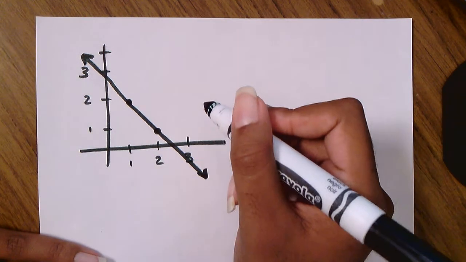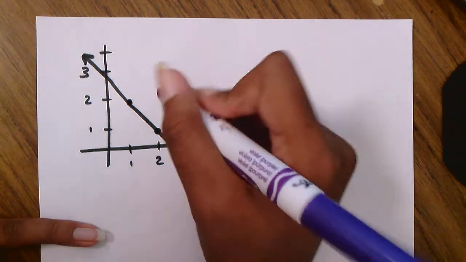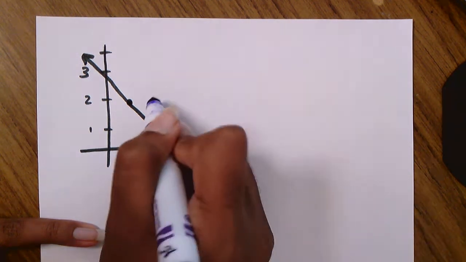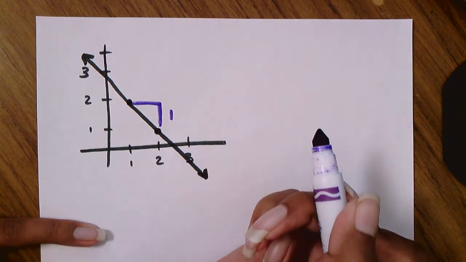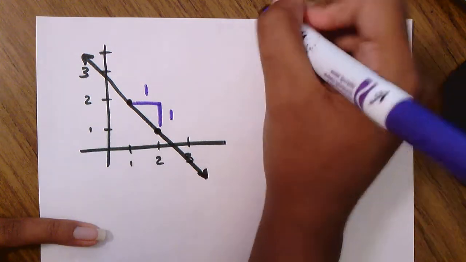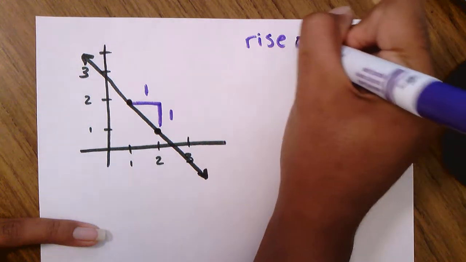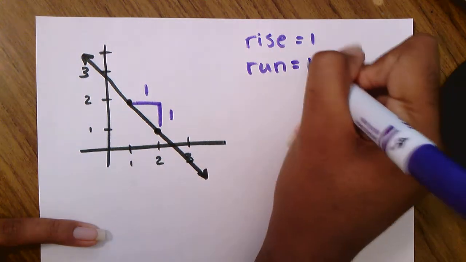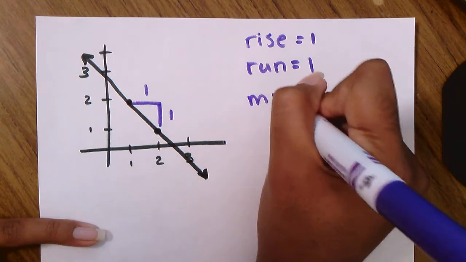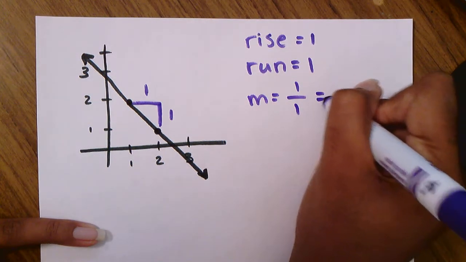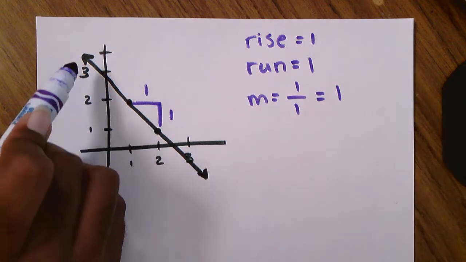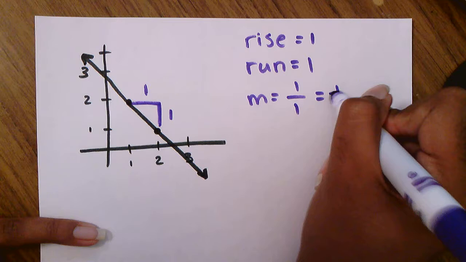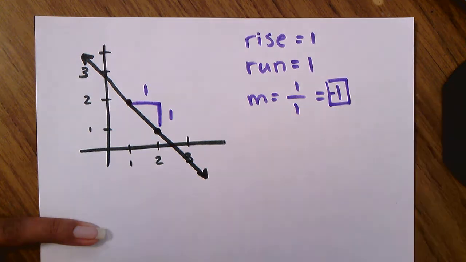Well, I can just do rise over run for this. So between these 2 points, I'm going up how many? Well, I went up 1. And my run, my horizontal distance, would be 1, right? So my rise, my vertical distance, was 1. And my run would also be 1. So my slope m would be 1 over 1, which is 1. And then I would look at my line and I would say, does this have a positive slope or a negative slope? And I know that it has a negative slope, so my slope is going to be -1.